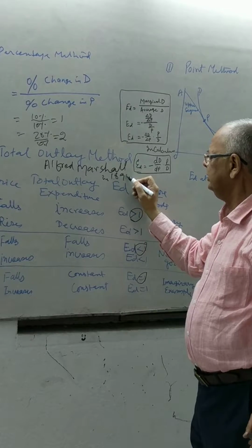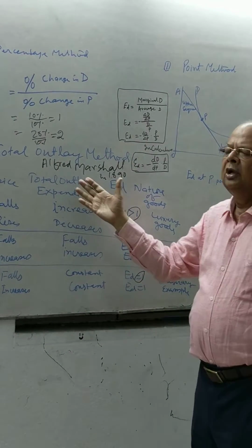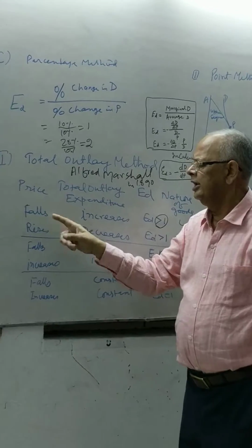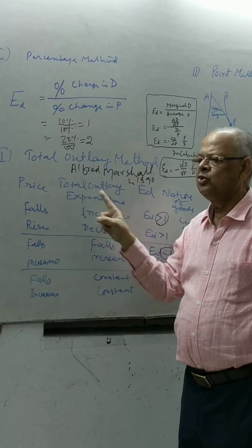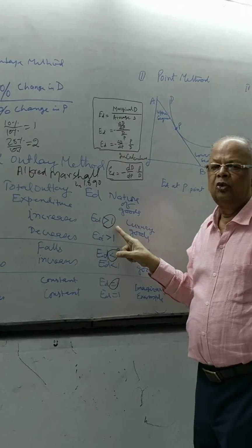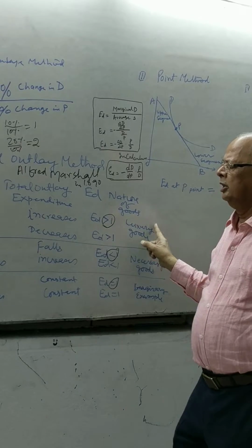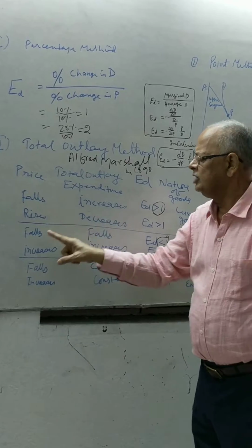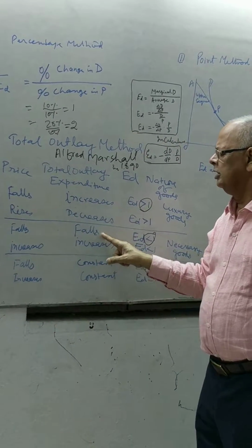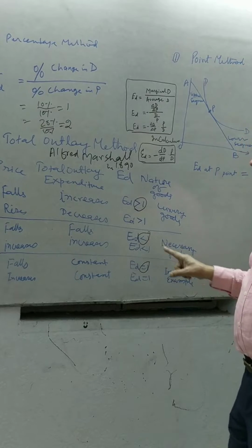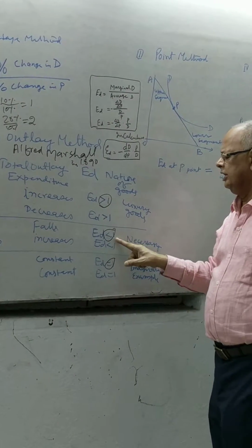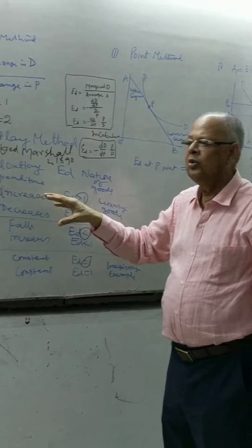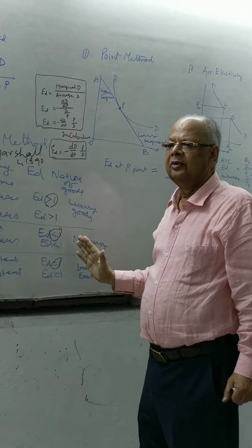In 1890, he said that if we have total expenditure data and price data of the market, and there is an inverse relationship between price and total expenditure, then elasticity will be more than 1. This will be luxury goods. In the second case, if there is a direct relationship, price falls, total outlay falls; price rises, total outlay rises. Elasticity of demand will be less than 1. This is inelastic and this is necessary goods. So with this method, we can easily find out less than 1, more than 1.